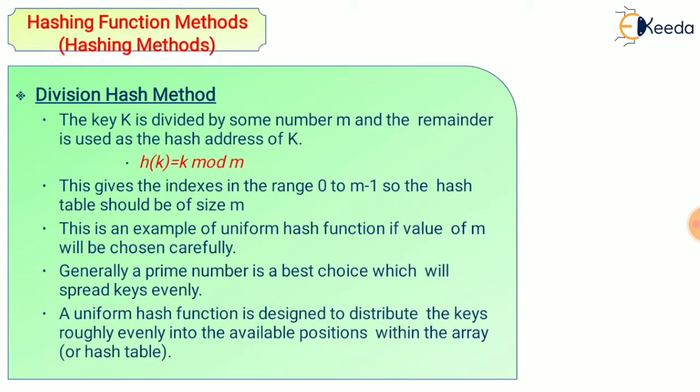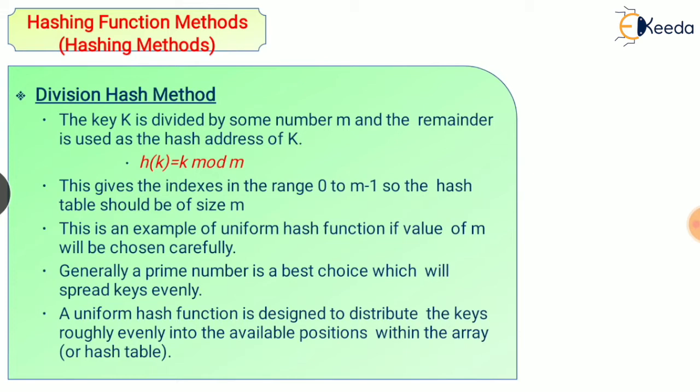Division hash method: in this case, the key is divided by some number m and the remainder is used as the hash address of the key. That is, h(k) = k mod m. This gives indexes in the range 0 to m minus 1. So the hash table should be of size m.